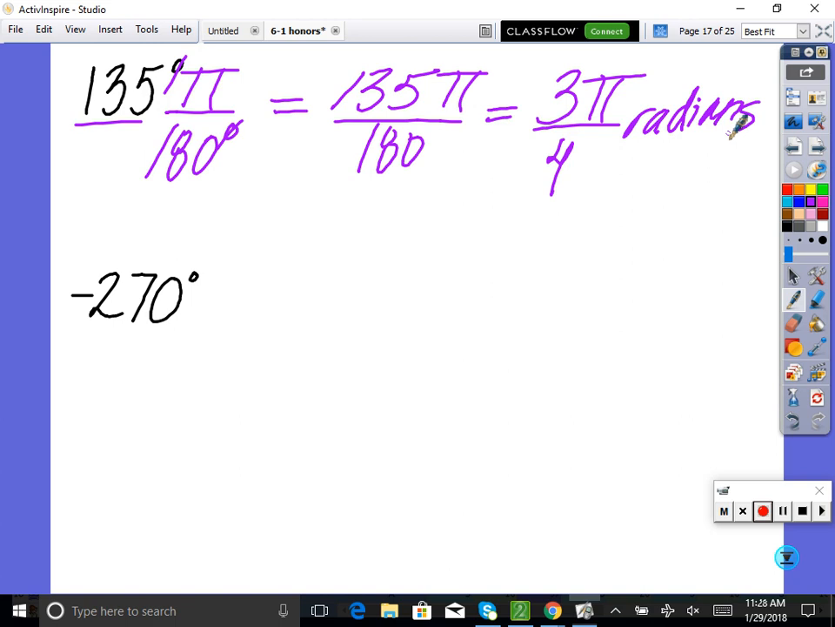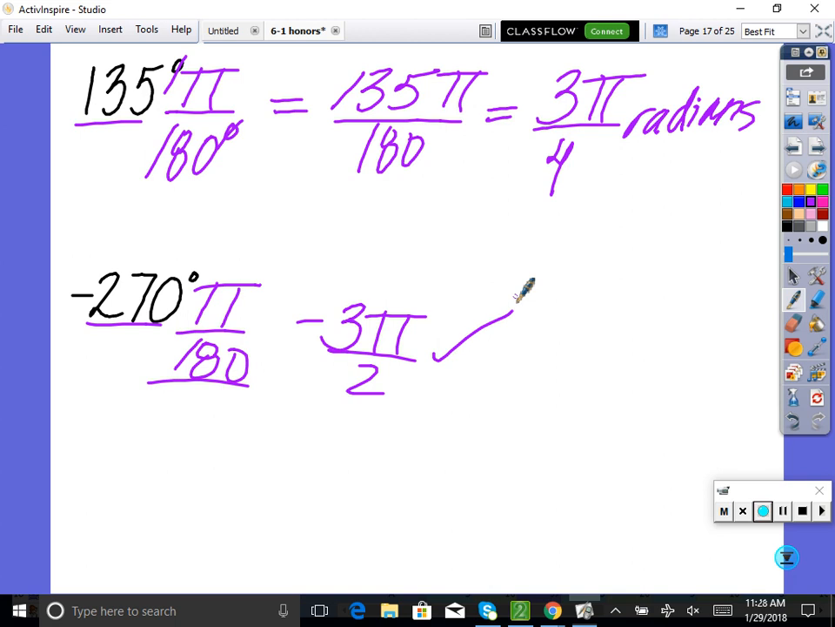Everybody good with that? Now an engineer would then say, okay, what's that distance? You would take your calculator and just do it all the way to the decimal. Everybody good? Okay, right here, same thing, you multiply by pi over 180, so take your calculator, that divided by that. What is it, 3 halves? Perfect, negative 3 pi halves. Everybody good?